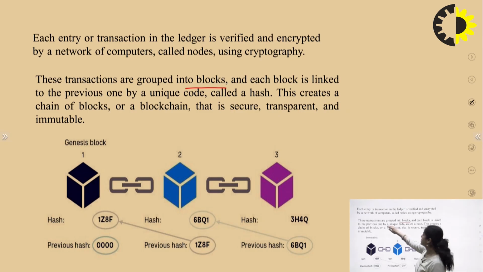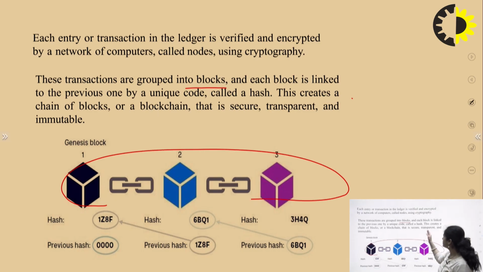The transactions are in the form of blocks, and each block is linked to one another. This creates a chain of blocks, or a blockchain, that is secure, transparent and immutable.